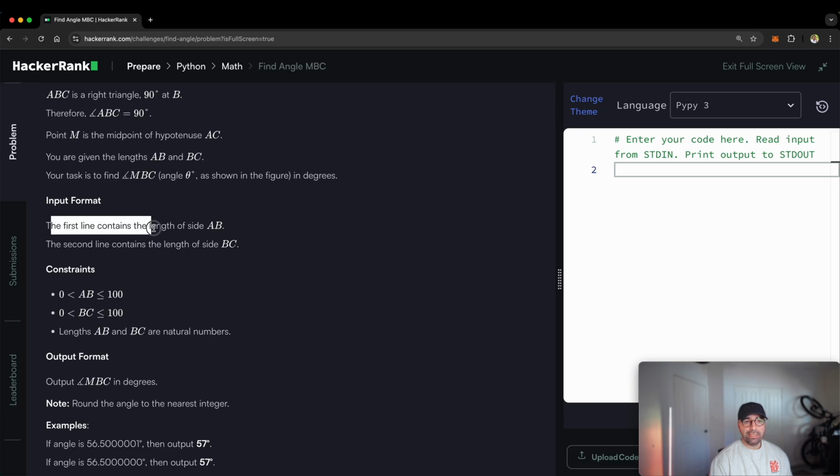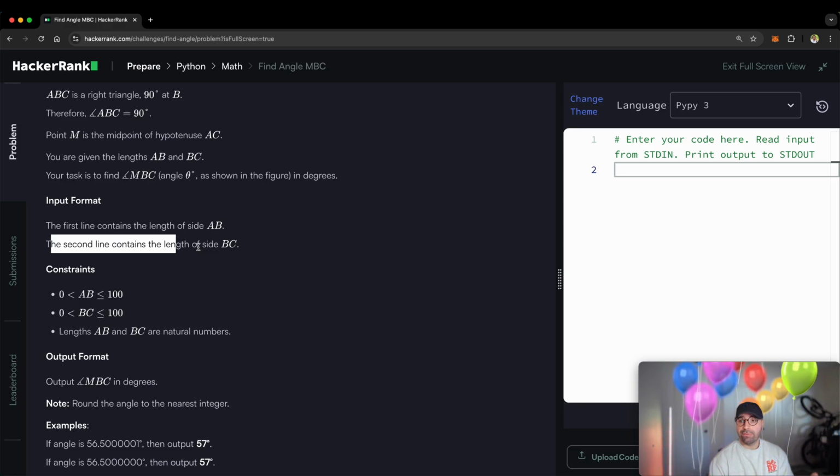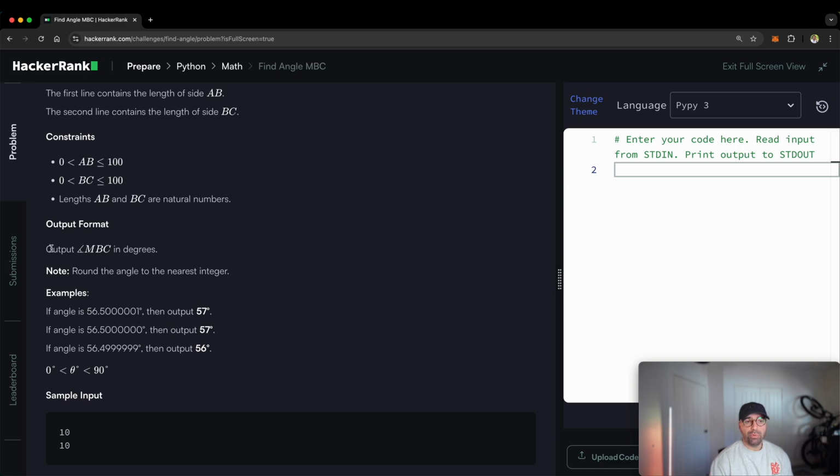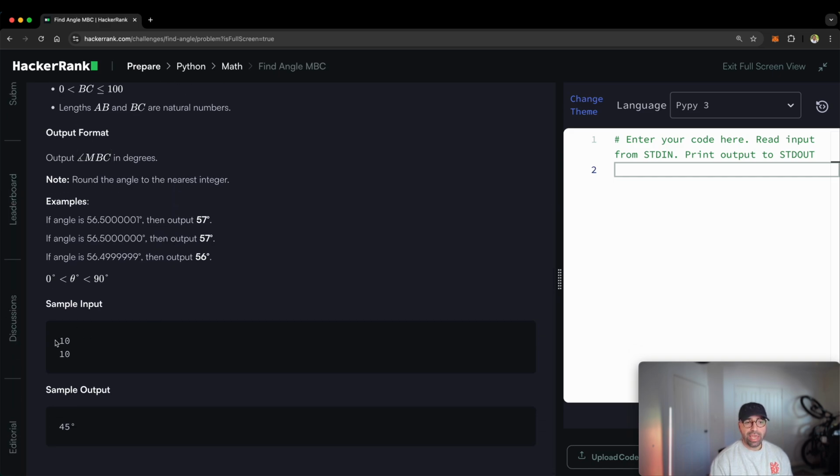The first line contains the length of side AB, so the user will give us the side AB. The second line is BC, so I need two lines of code that will use the input function. I will get the AB and BC from the user in the first two lines. There are some constraints on what the sizes of AB and BC can be, and the output format is MBC in degrees. I will show you what that really means. Let me show you the example. If AB is 10 in size and BC is 10, the expected output is 45 degrees, and that degrees is quite important.